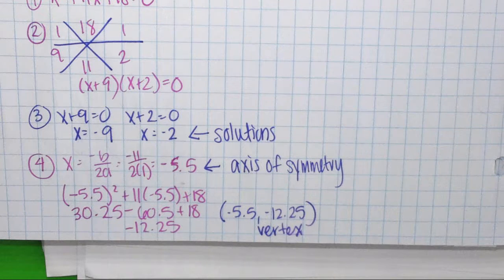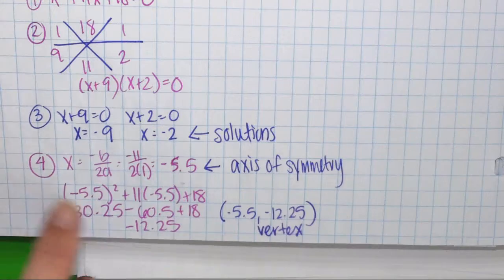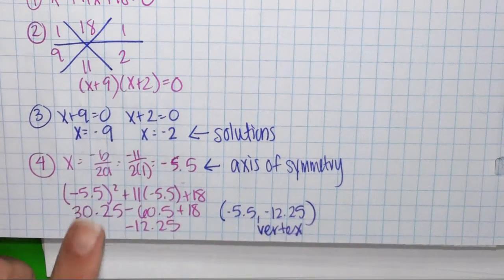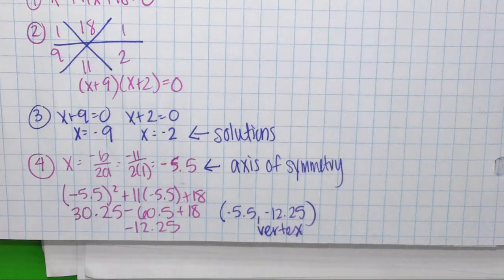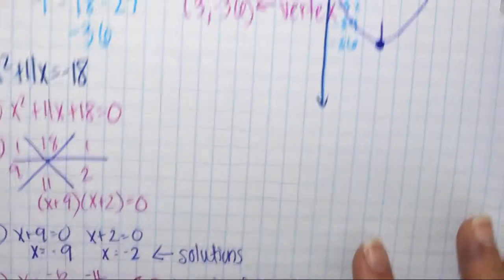Sarah, what's up? How'd you get a positive 30.25? Because negative 5.5 squared is a negative times a negative, which is a positive. All right, now let's graph.